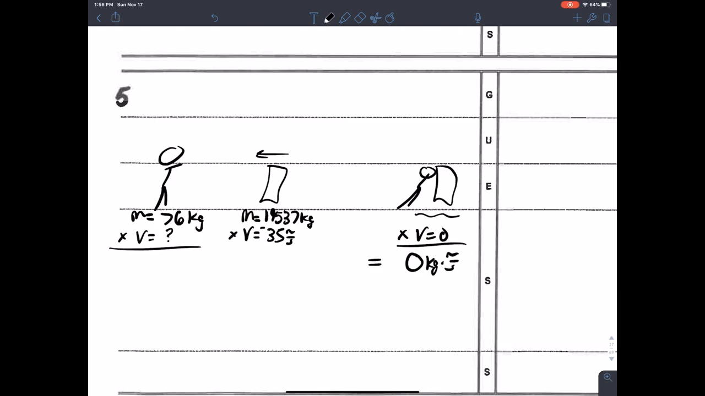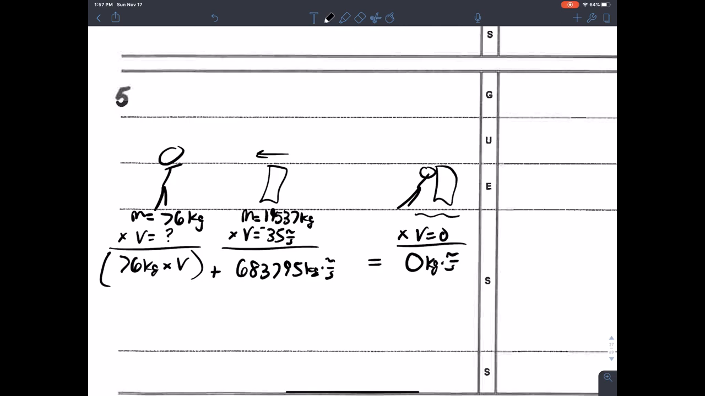All right. Now let's get the individual momenta first. I know that the superhero's velocity is what we're trying to solve for. And if I have the momentum of the train ahead of time, 19537 times 35, you've got 683,795 kilogram meter per second. All right, we're going to subtract that value to the other side and divide by 76.